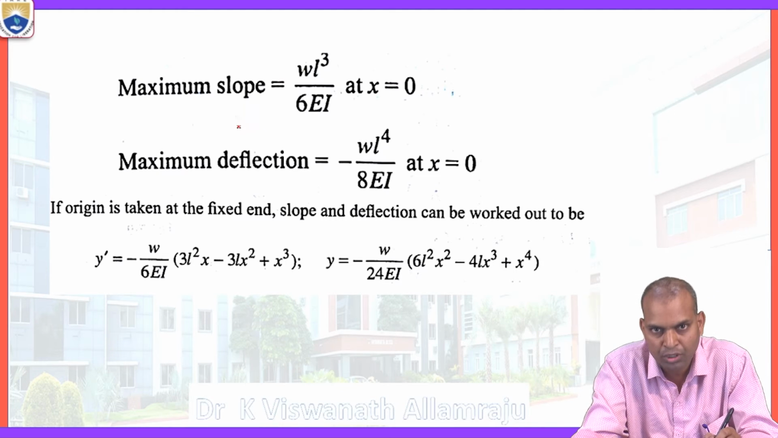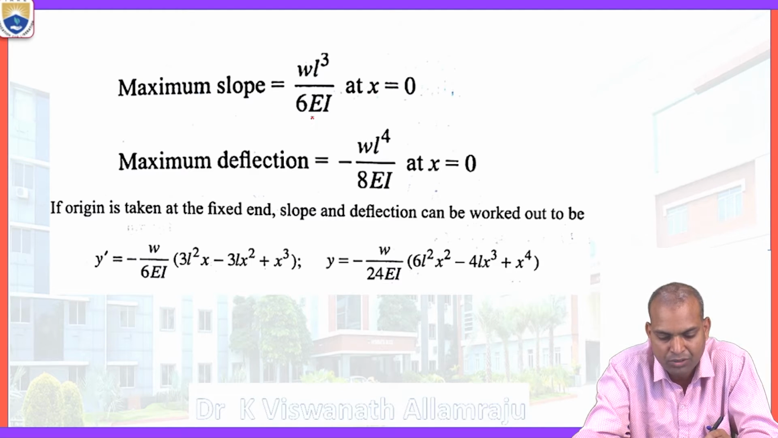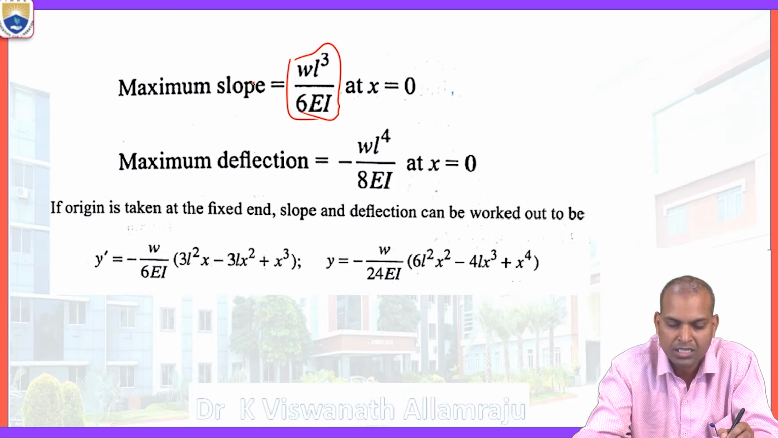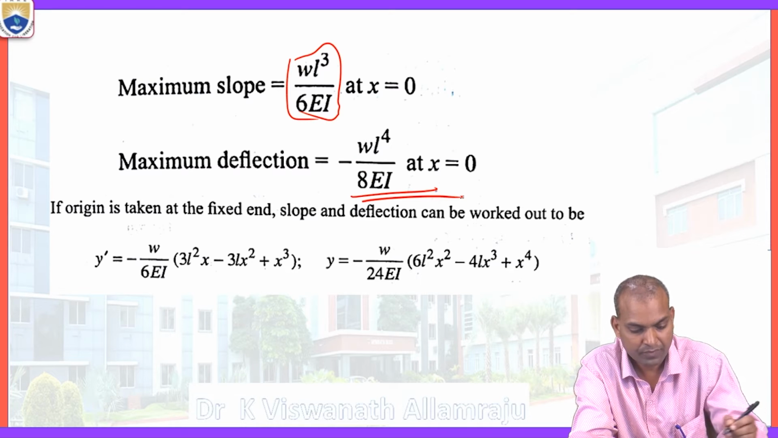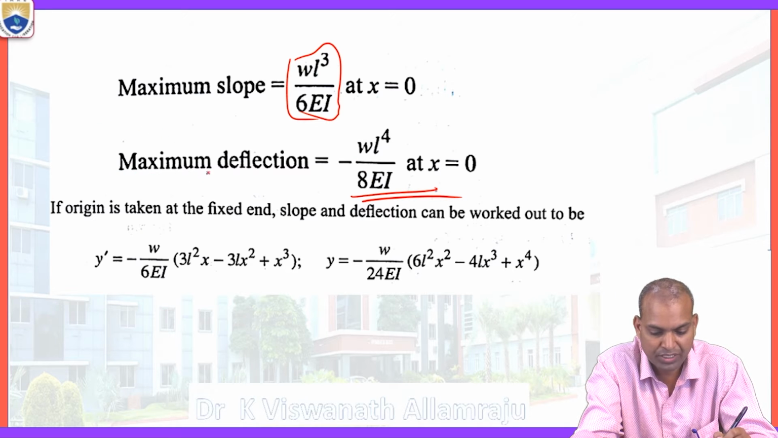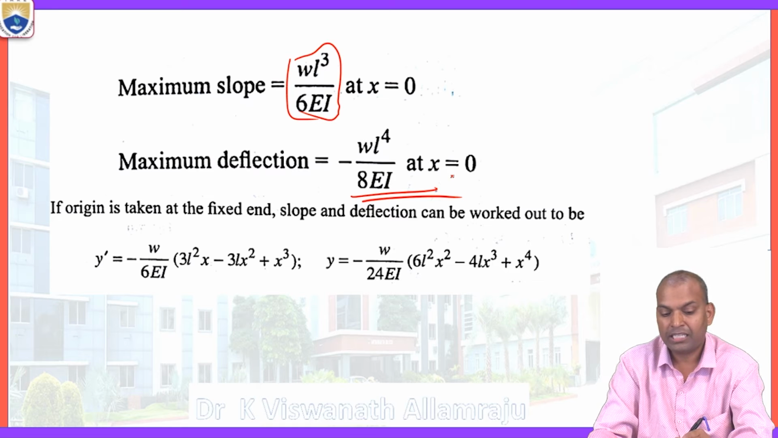This constant of integration is going to be calculated. Now, what is the maximum slope? The maximum slope occurs at x equal to 0. That is WL cube by 6EI. And the maximum deflection is minus WL power 4 by 8 EI, which also occurs where x equal to 0.